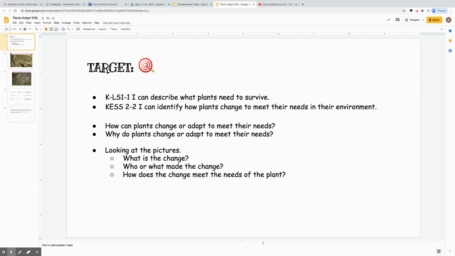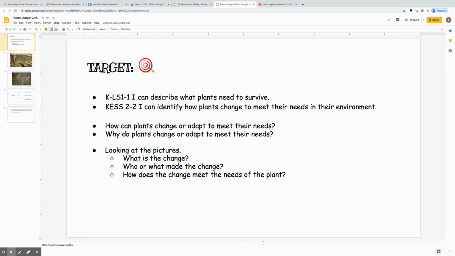We read a story just a few minutes ago called How the Plants Survive. And we're going to talk about some of our targets and some of the questions that we have today for our lesson. Our first target says, I can describe what plants need to survive. The second one says, I can identify how plants change to meet their needs in their environment.